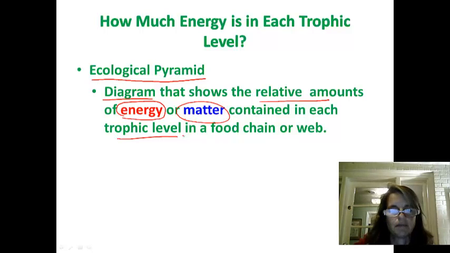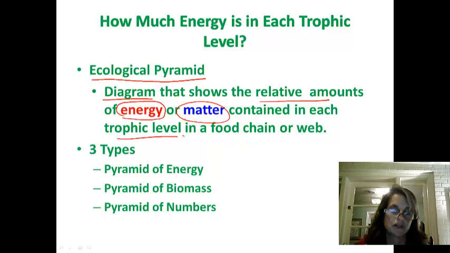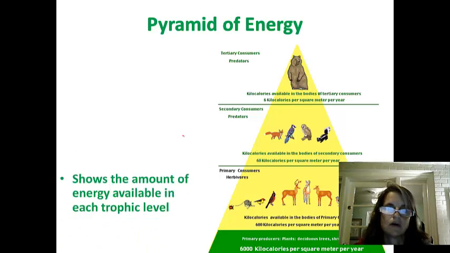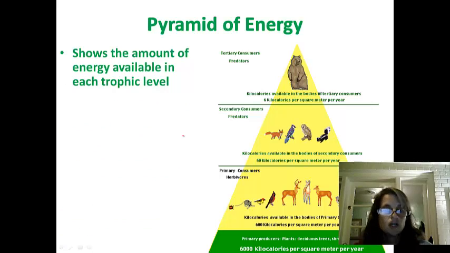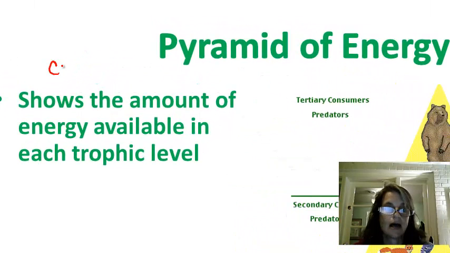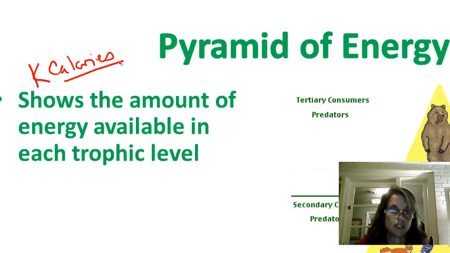So that's a bunch of words. Let's just look at one. There's three types: a pyramid of energy, a pyramid of biomass, and a pyramid of numbers. First is a pyramid of energy, and it just shows the amount of energy available in each trophic level. It is measured in calories, or in this case, kilocalories, thousands of calories. Calories is a unit of energy. Okay, that's all it is.